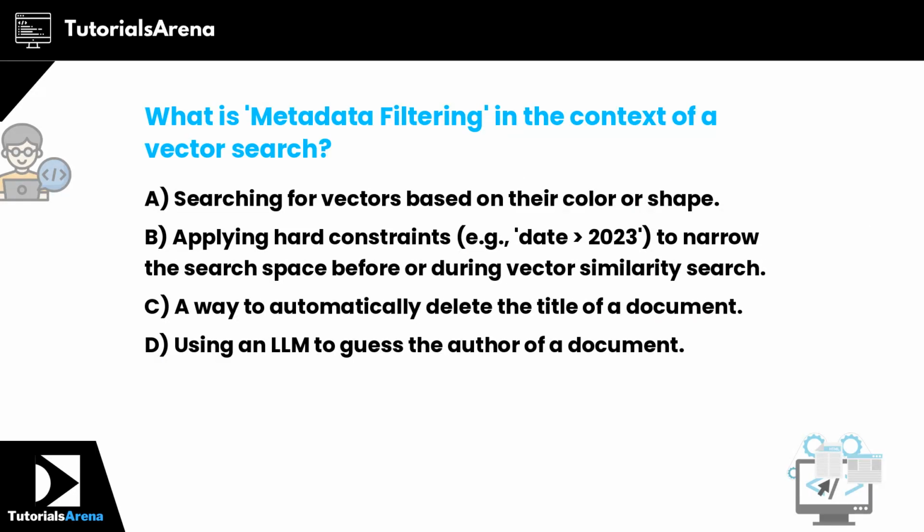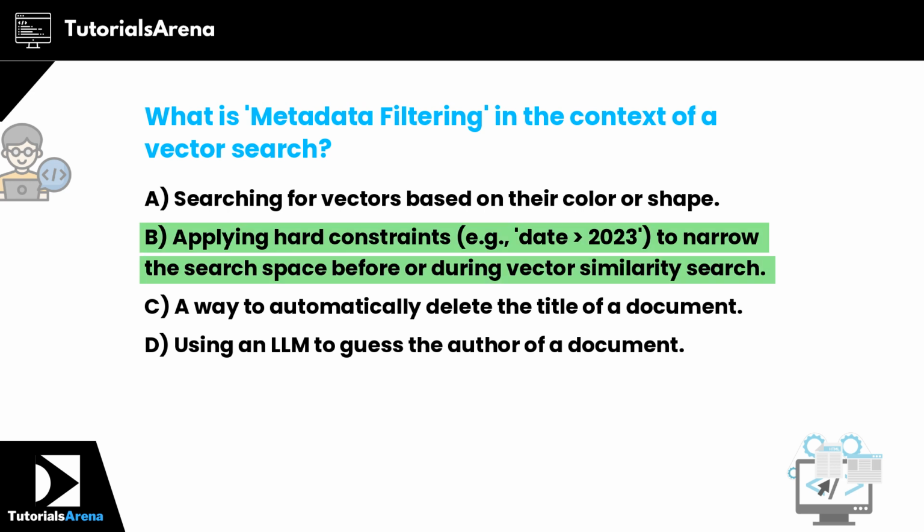What is metadata filtering in the context of a vector search? The correct answer is option B, applying hard constraints, e.g., date greater than 2023, to narrow the search space before or during vector similarity search.